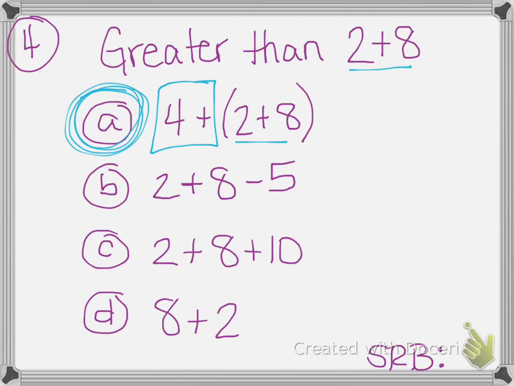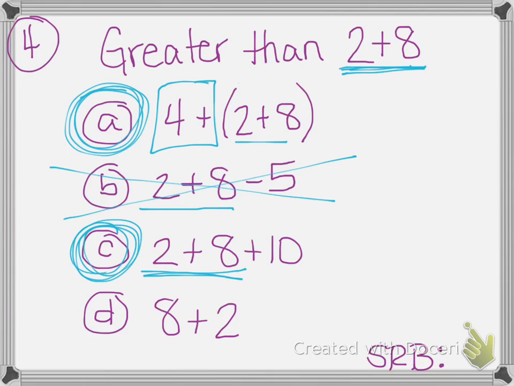So in B, we have 2 plus 8 minus 5. So again, we have 2 plus 8 and 2 plus 8. We're taking 5 away, which means our answer is going to get smaller, which means this answer is not going to be greater. So C says 2 plus 8 plus 10. So again, we have our 2 plus 8, 2 plus 8. We're adding 10 to it, which means our answer is going to get bigger, which means this answer will be greater.